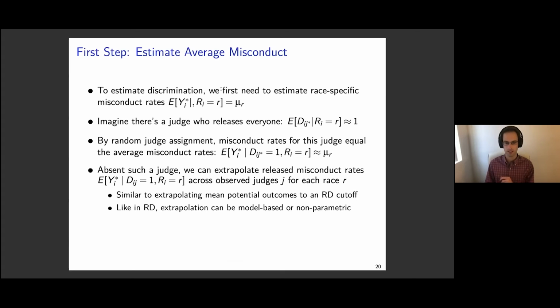It's similar to extrapolating mean potential outcomes to an RD cutoff, with an important distinction: you don't have data on both sides of the cutoff. You can't have over 100% release rates. Formally, it's identification at infinity, where if you have a judge that pushes you all the way to a release rate of 1, then you're non-parametrically identified. If you don't, you need to form some parametric restrictions in order to estimate these misconduct rates.